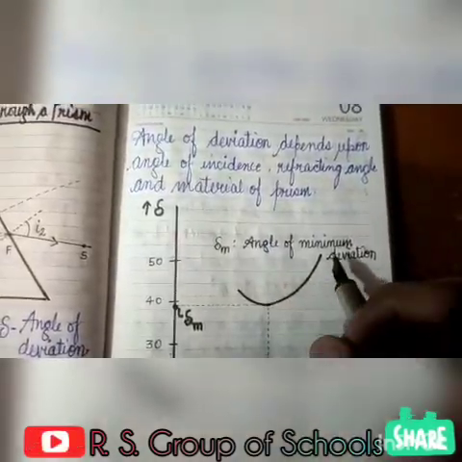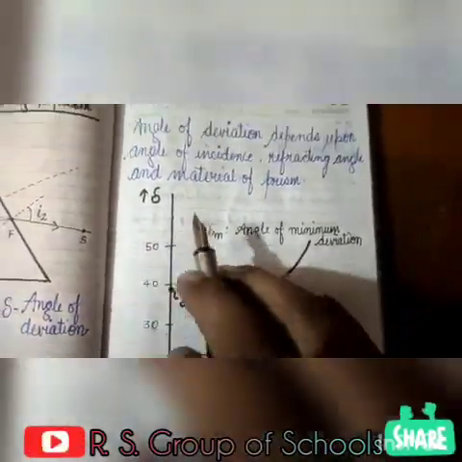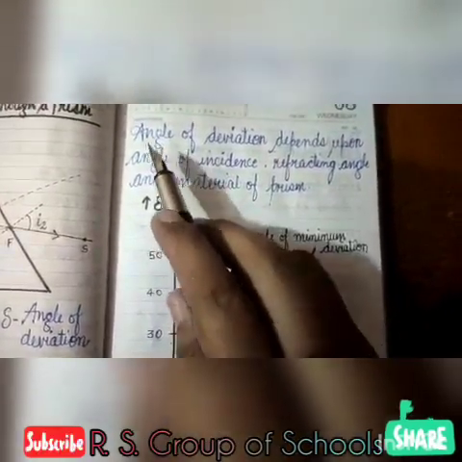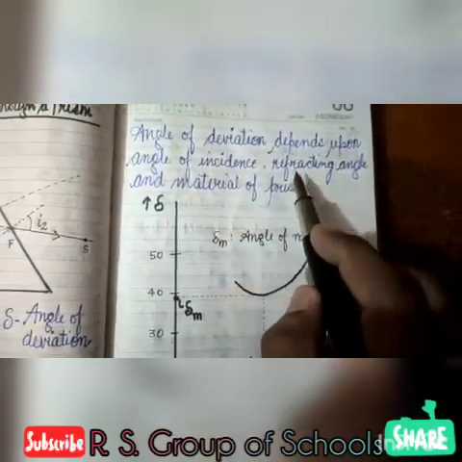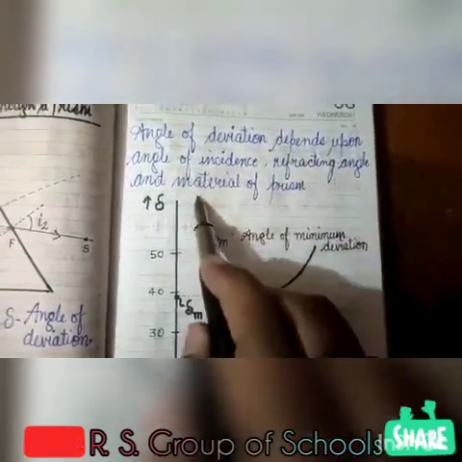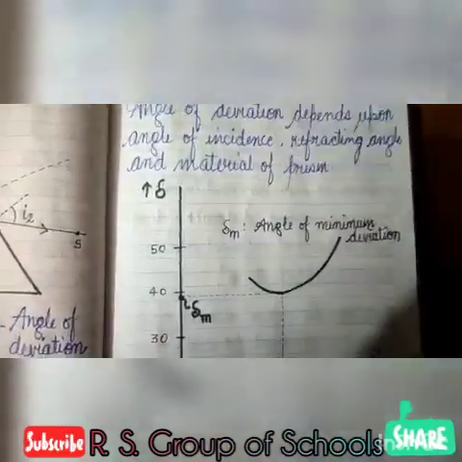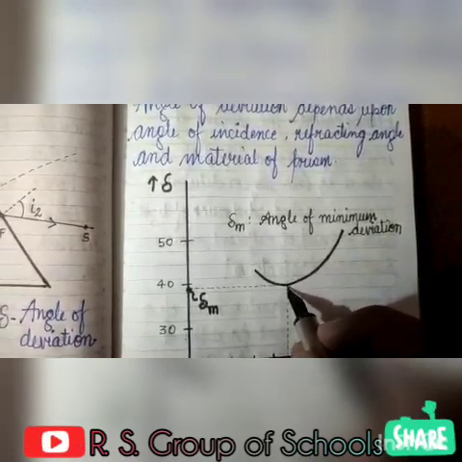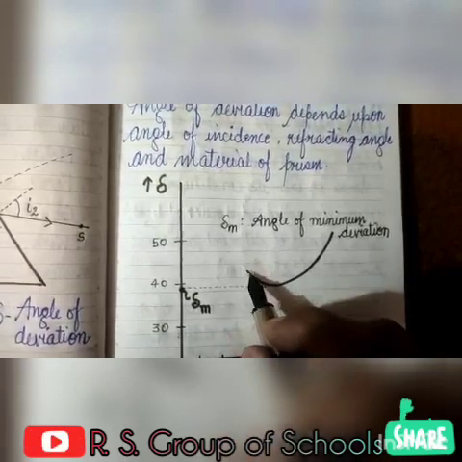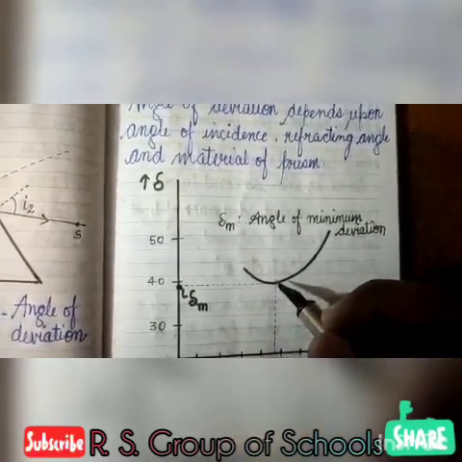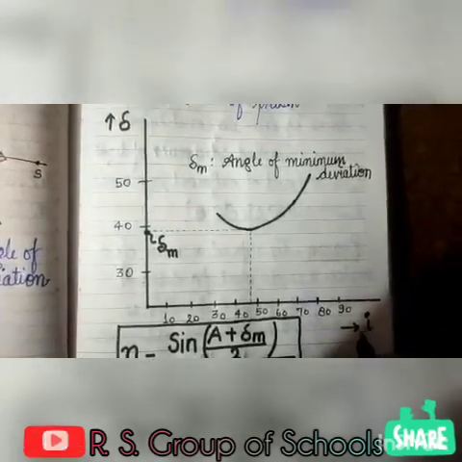Here we have made a graph between angle of deviation and angle of incidence. Angle of deviation depends upon angle of incidence, refracting angle of prism, and material of prism. The graph shows that before a certain value, the angle of deviation is decreasing, and after that the angle of deviation is increasing with respect to increase of angle of incidence.